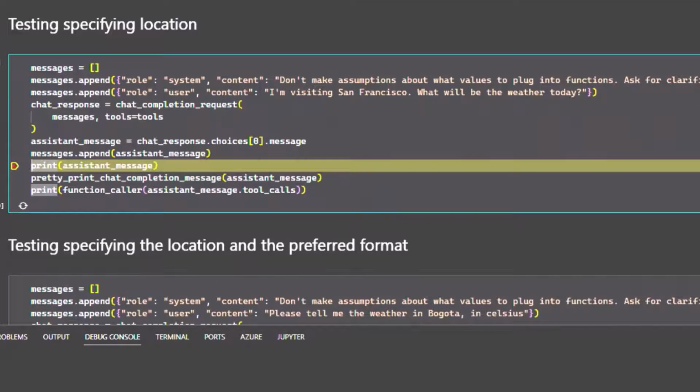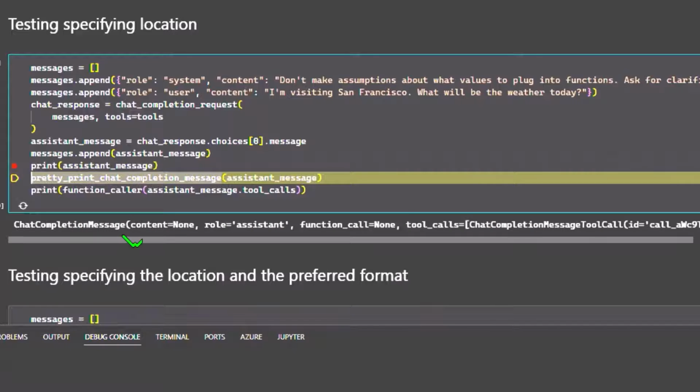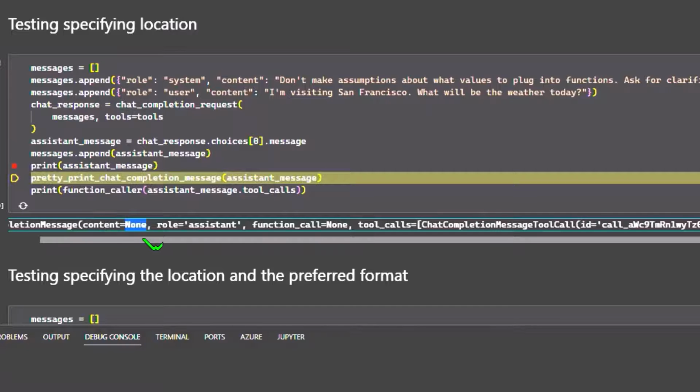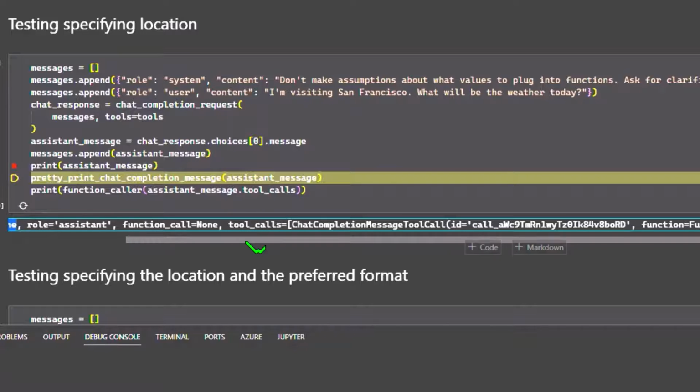and let's print what the assistant answered here. And well, you can see that there is no content for the current interaction, so there is no message for the user here, but there is a field here called tool calls, and it contains all the functions that should be called to answer the request from the user. In this case, there is only one function.